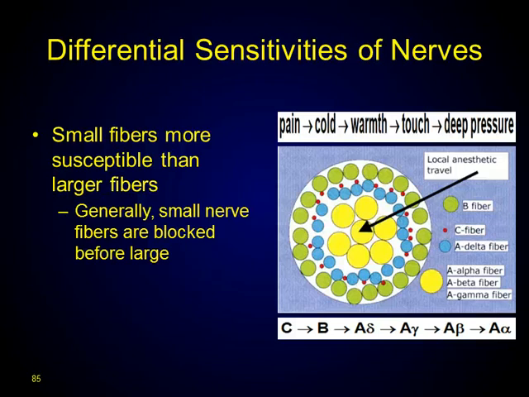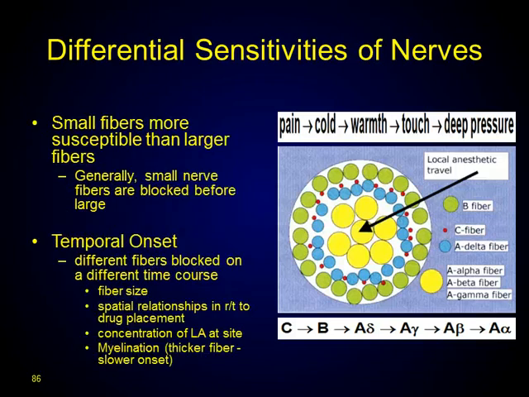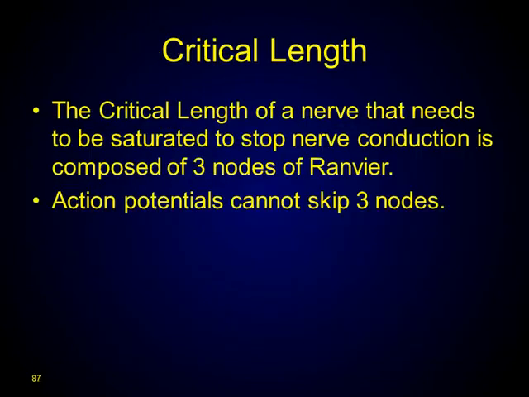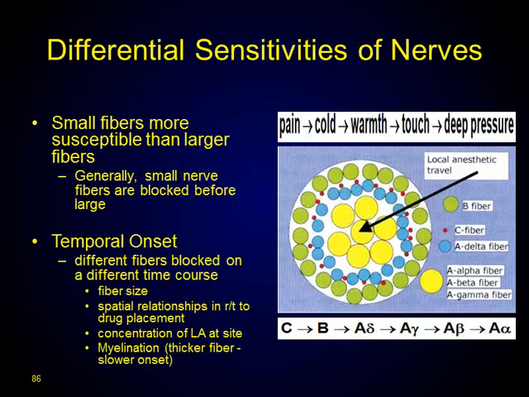That's wasted local anesthetic. If local anesthetic goes through myelination, I like to look at it as wasted local anesthetic, because the only thing that you need to block is the node of Ranvier. How many of them? Three. Is it a surprise that a small myelinated nerve fiber is easier to block than a large myelinated nerve fiber?